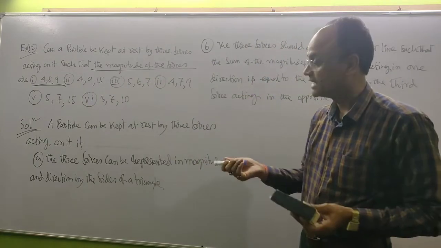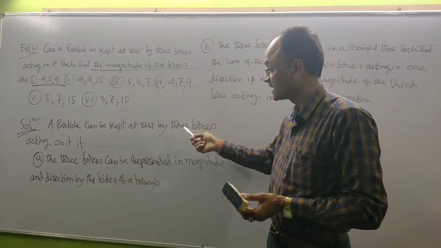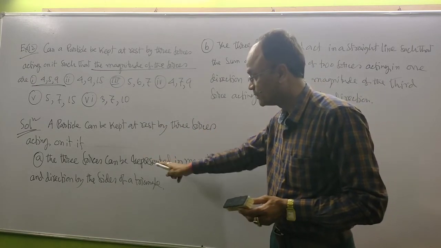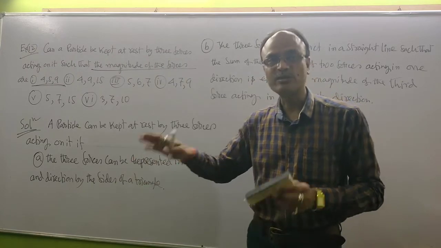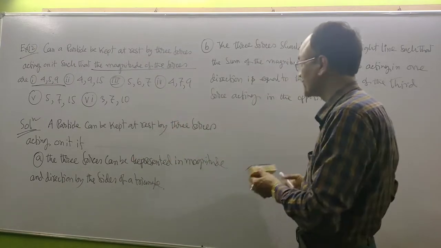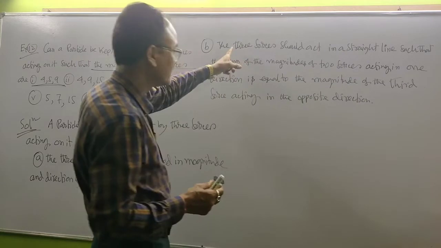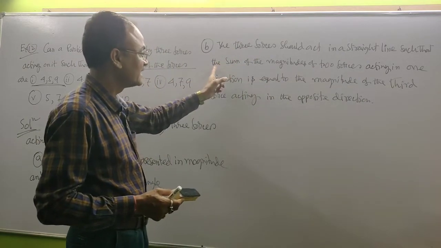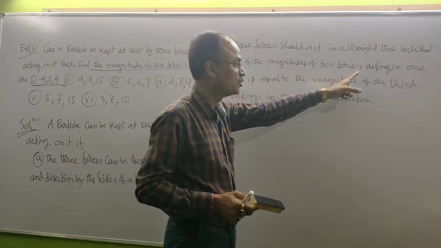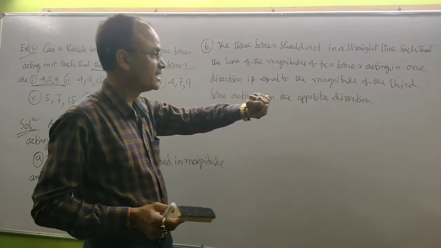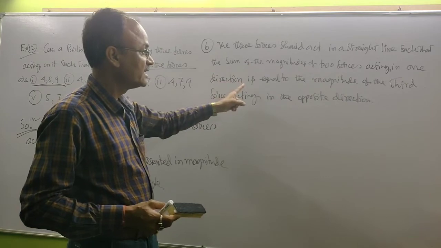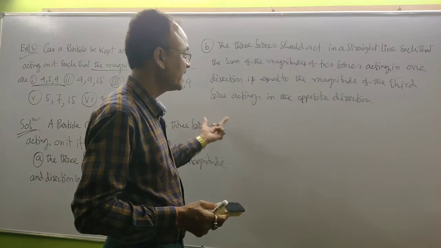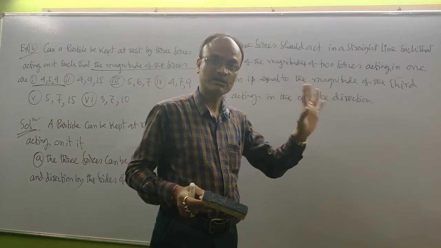What we have written here: a particle can be kept at rest by three forces acting on it if the three forces can be represented in magnitude and direction by the sides of a triangle taken in order. Number 2, the three forces should act in a straight line such that the sum of the magnitudes of two forces acting in one direction is equal to the magnitude of the third force acting along the opposite direction.